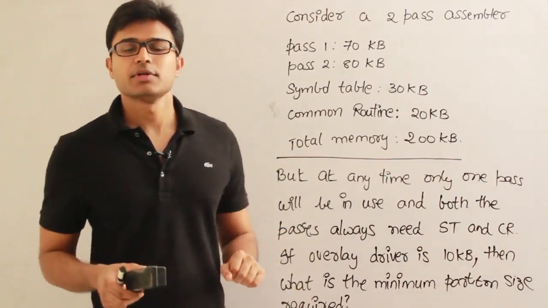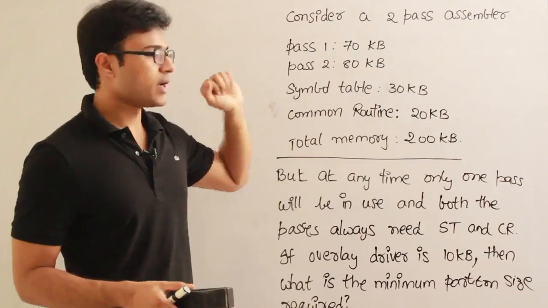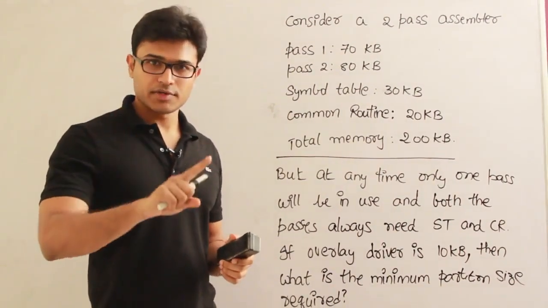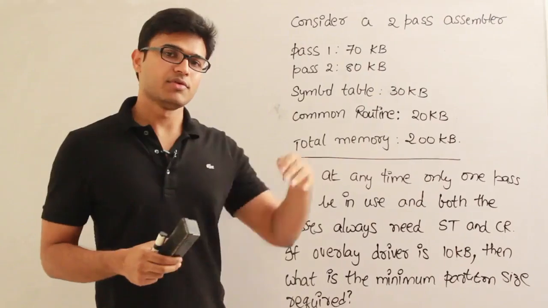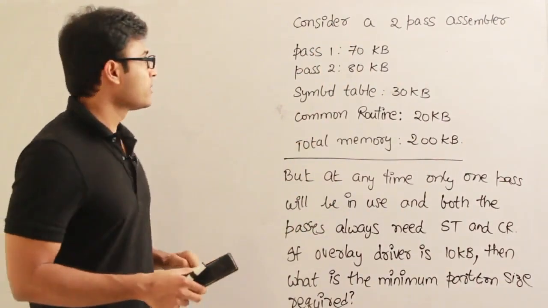So the best example is an assembler. Let us say the assembler has two passes, which means at any time it will be doing only one thing, either the first pass or the second pass. It will finish the first pass first and then the second pass. So now the code is like this.